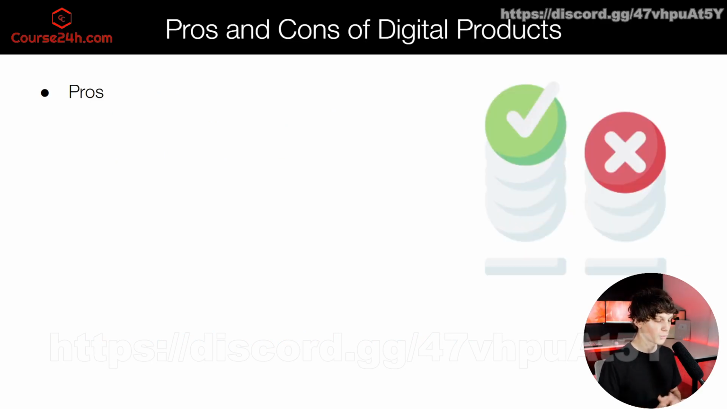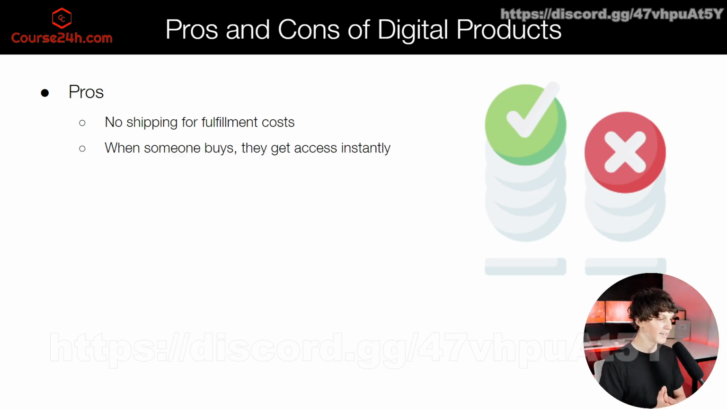First off, let's start with the pros. One of the biggest pros is that there's no shipping cost when someone buys a digital product, and there's not even any fulfillment cost. They get it delivered to them automatically if you use the right tools. And when someone buys, they get access instantly. They don't have to wait forever. They don't have to wait a few days for it to get shipped to them. They get access instantly. Someone buys a course, they want to go through that course maybe right then. Maybe they don't, but they can dive in. They get access instantly if they so want to.